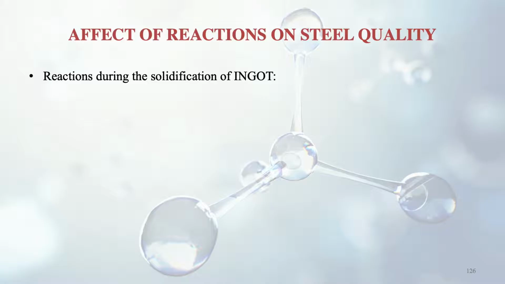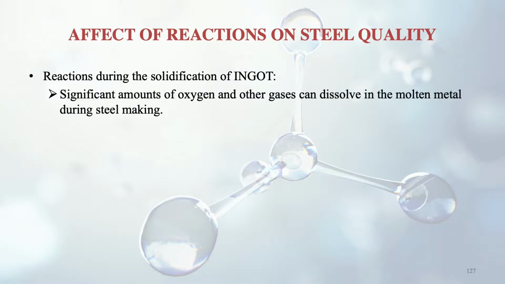Now we will take up the effect of reactions on steel quality. There are different reactions taking place inside the furnace. So what effect do they have on the quality of steel that we get from the furnace? Reactions during the solidification of ingot: first, significant amounts of oxygen and other gases can dissolve in the molten metal during steel making. So oxygen and other gases dissolve in the molten metal when the steel making process is taking place inside the furnace.